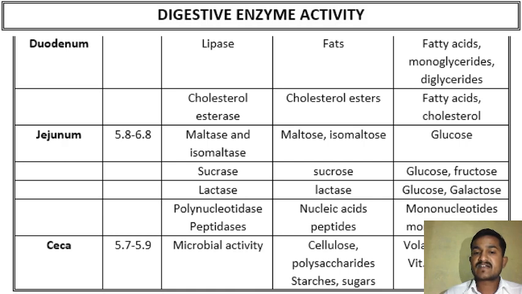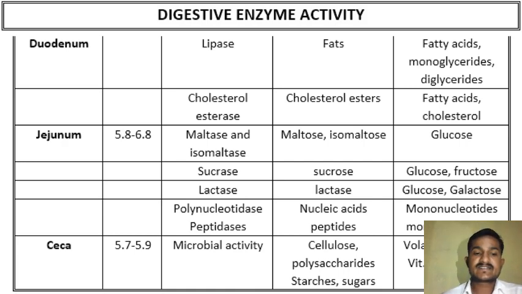Polynucleotidase and peptidase act. Polynucleotidase basically acts on nucleic acid. Nucleic acid means it's DNA or RNA. Then later it converts into mononucleotides. Then peptidases act on peptides and convert them into monopeptides.